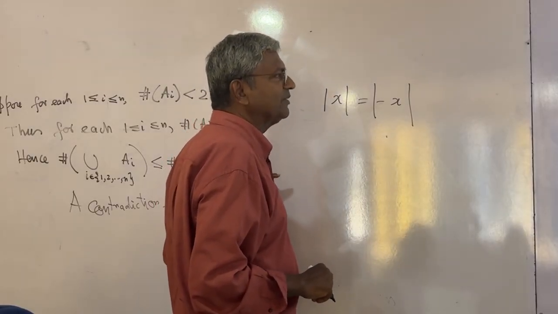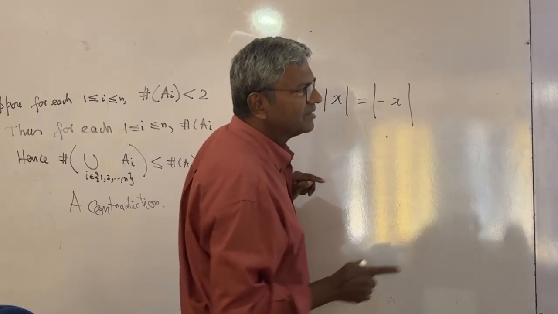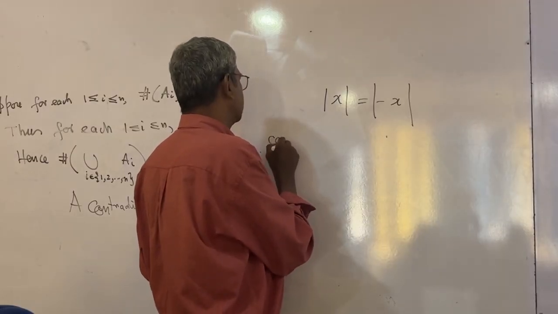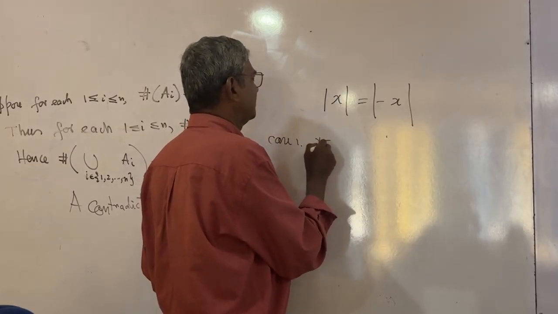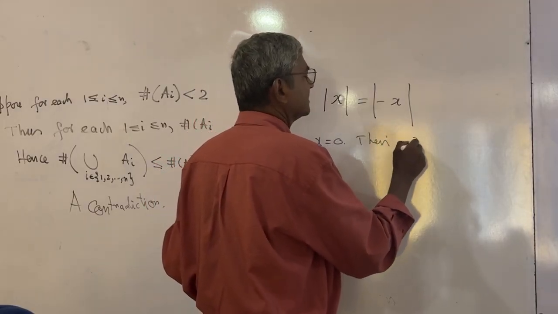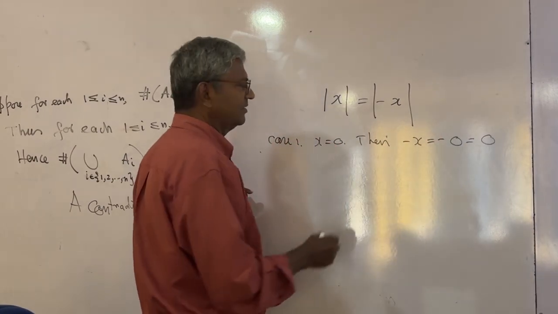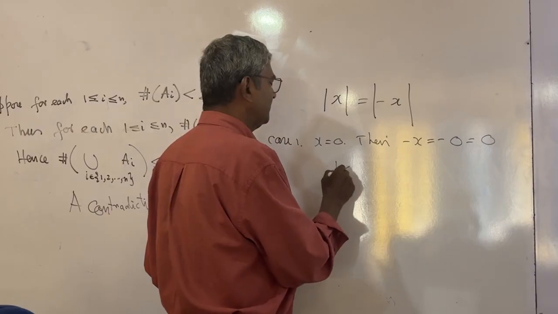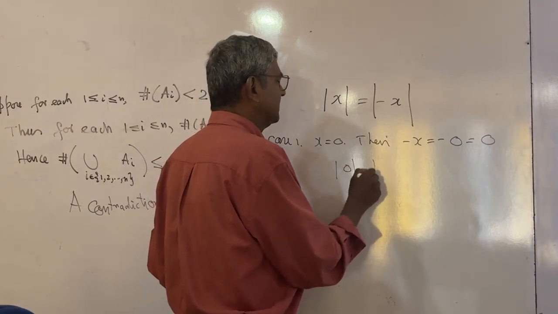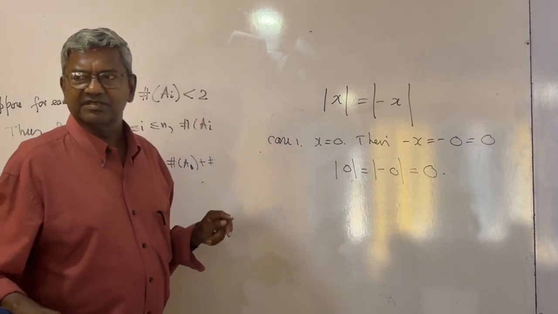So how can we prove it? If x is 0, it is definitely easy. Case 1: x is 0. Then negative x, negative 0, is also 0. Therefore the absolute value of x is the absolute value of 0. So in this case it is obvious.